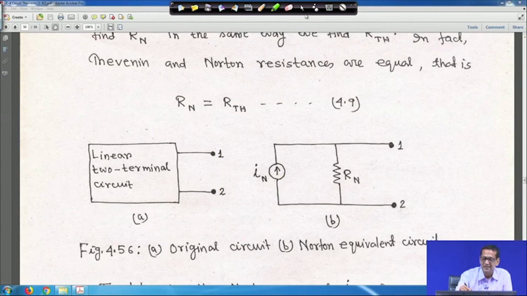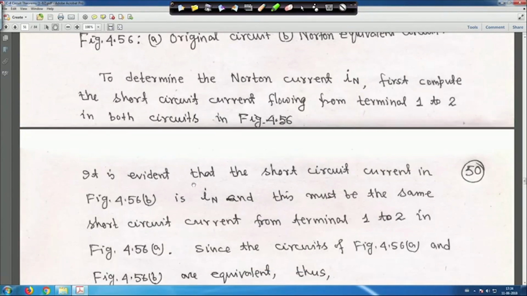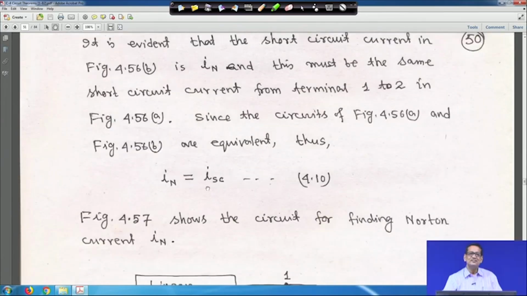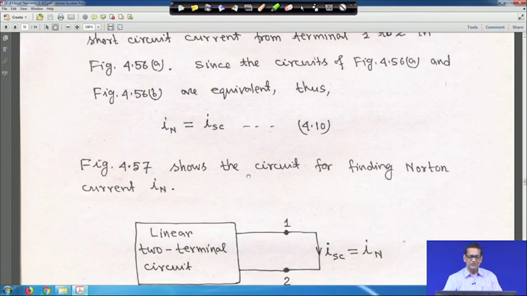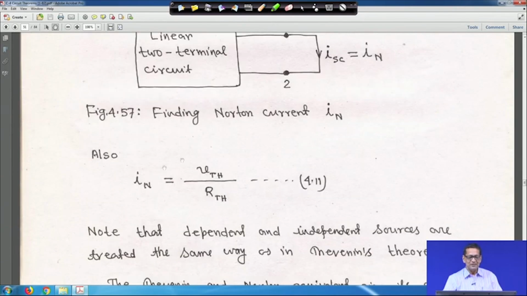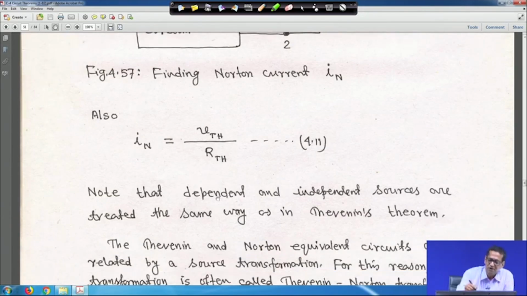So, let me clear it. All this write up is here, you can go through it. Whatever I told, I Norton is equal to ISC. That means we short terminal 1 and make it ISC, which is equal to I Norton, the short circuit current. So, finding the Norton current, I Norton is basically equal to V Thevenin by R Thevenin. Sometimes we call it the Thevenin Norton transformation.